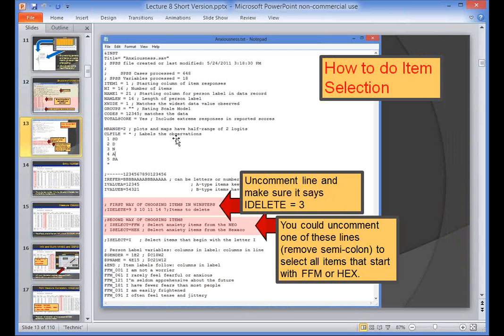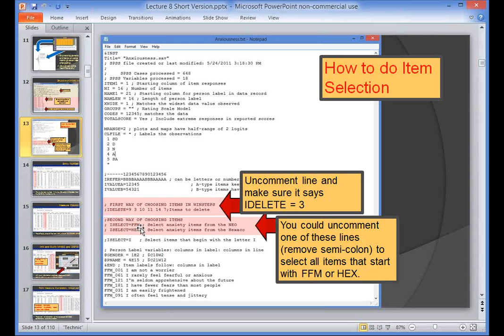And there are 2 ways to do item selection in WinSteps. So the first way to do item selection is to use the IDelete statement. And any item number, it's going to be item number space, item number space, item number. Any item after the IDelete statement will automatically be excluded from the analysis.